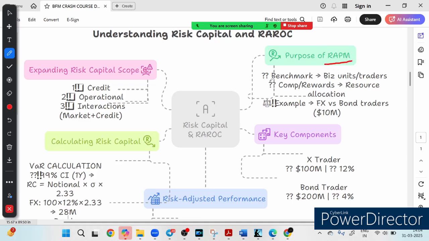So RAPM helps in benchmarking. Benchmarking what? Benchmarking traders and business units. This is where RAPM helps. RAPM helps in allocating compensation and reward. RAPM helps in optimizing resource allocation.